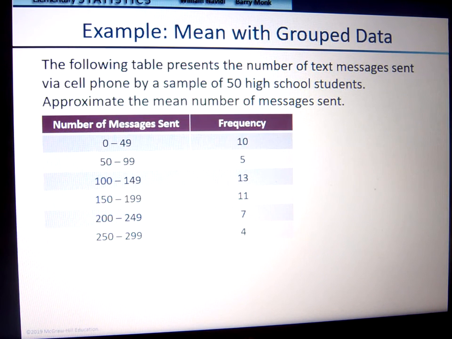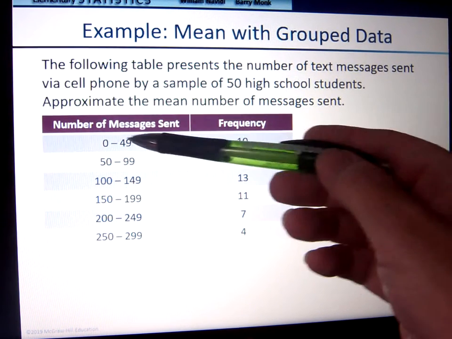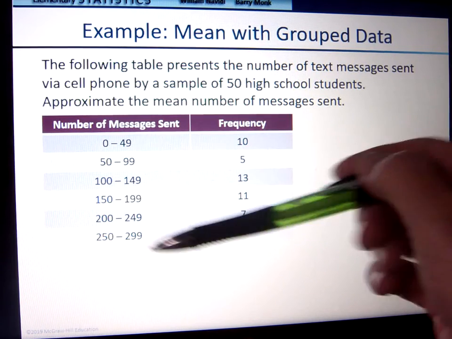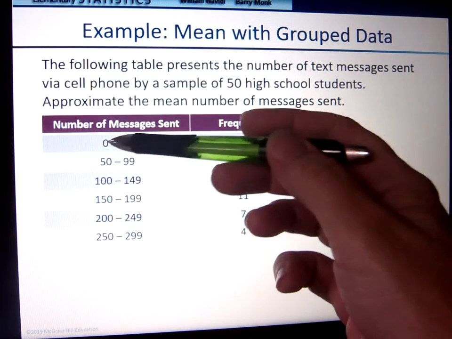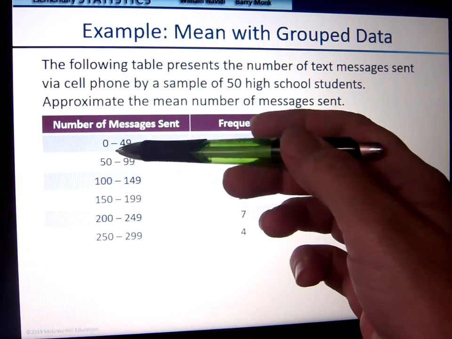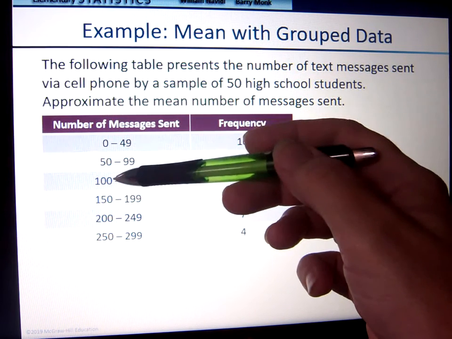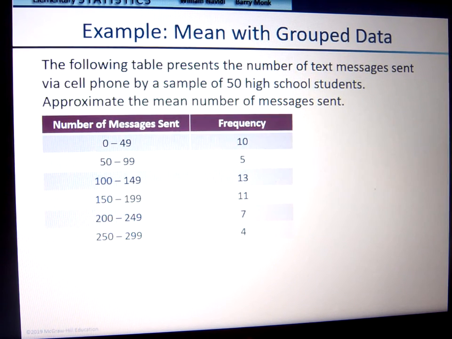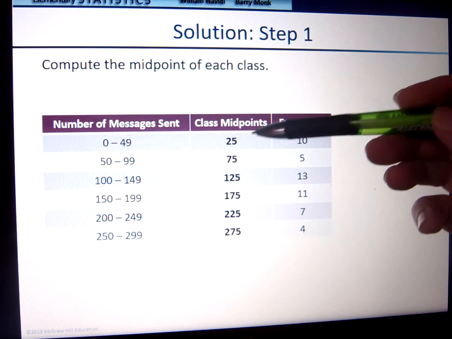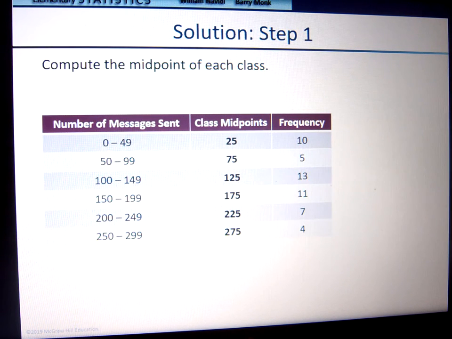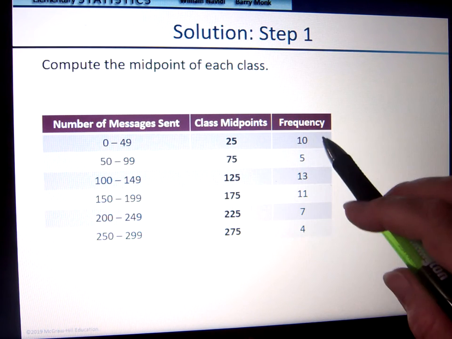Here we have a table that presents the number of text messages sent via a cell phone by a sample of 50 high school students. Find the approximate mean of the messages sent. So here we have our classes, 0 to 49, 50 to 99. If I want to find the midpoint, I'm going to add the lowers and divide by 2. So I'll have 25, add these two, divide by 2, I'm going to have 75, etc. So here we have our class midpoints, and then we have our frequency over here.